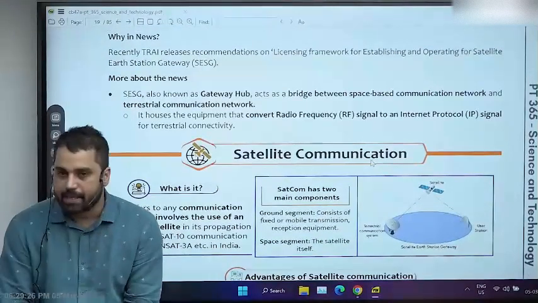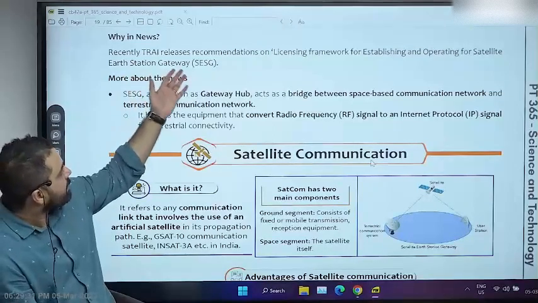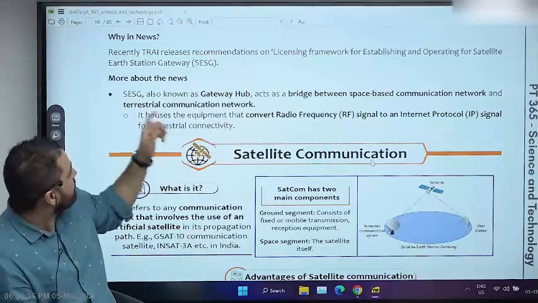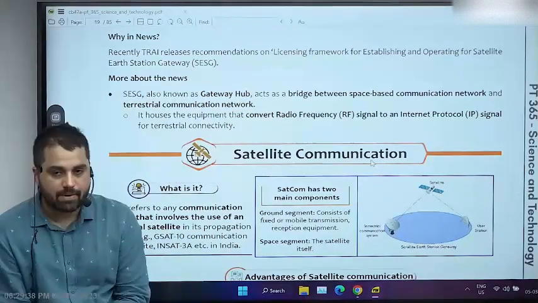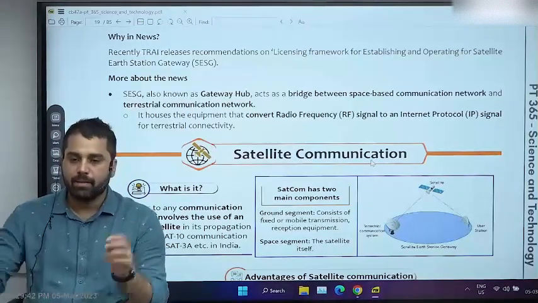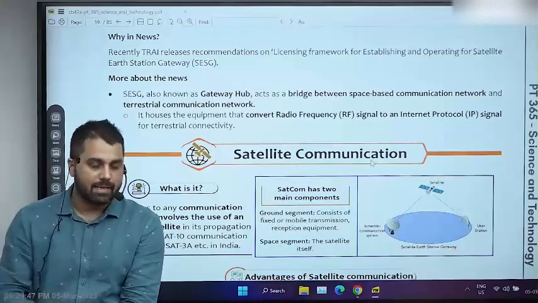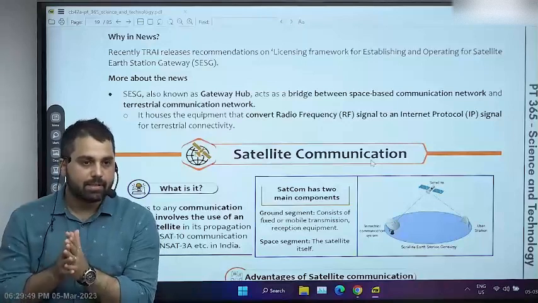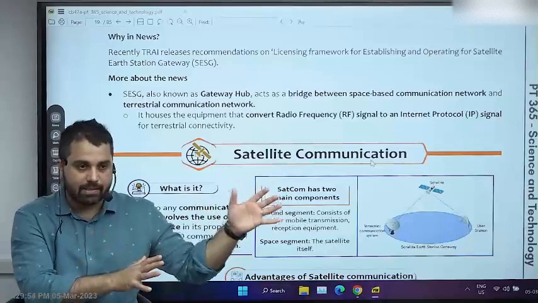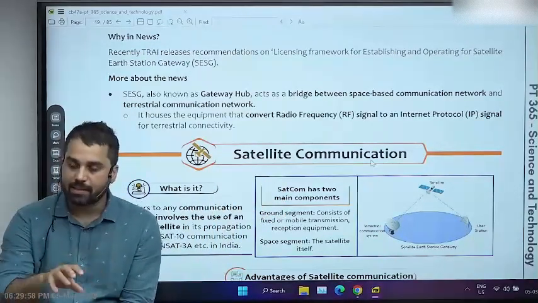Right now this topic is in the news because the Telecom Regulatory Authority of India has released some guidelines regarding a licensing framework for establishing and operating a satellite earth station gateway. अभी earth station gateway क्या होता है? Maybe let's say for example there are many TV channels. Many TV channels are connected with a satellite, but those TV channels are very much connected to some earth station. They are part of this earth station and that earth station is connected to the satellite. So that earth station is like a gateway.